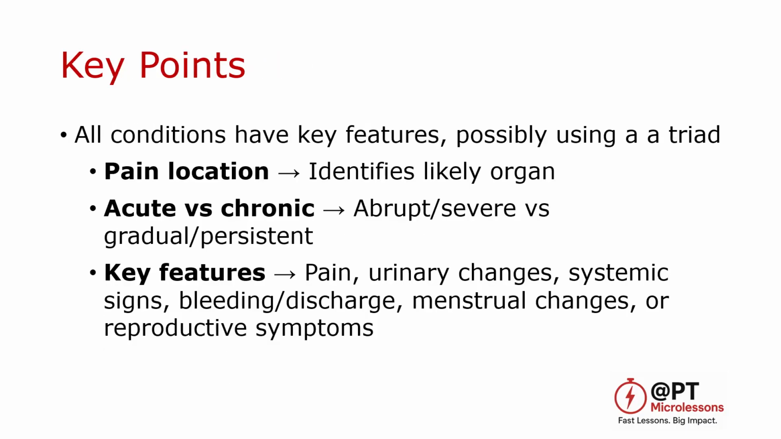Okay, let's summarize this. All of these conditions have key features that can often be simplified into a triad. Start with the location of pain to identify the likely organ or region. Then determine whether the condition is acute or chronic. From there, look at the key features, which may include urinary symptoms, bleeding or discharge, menstrual changes, or other reproductive symptoms. And finally, determine the level of urgency to guide referral and clinical decision-making.